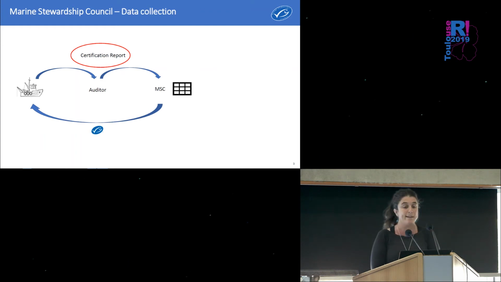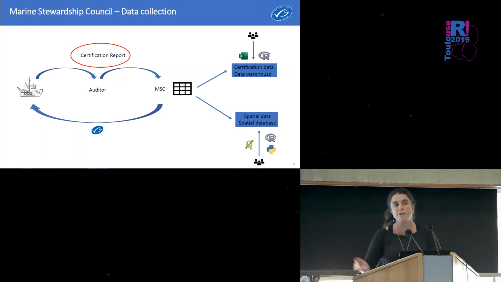So how do we get the data at the MSC? We have the fisheries, the auditor, and the MSC, and the fishing companies have to pass reports through the auditor to the MSC, and from these reports we can extract our data. When the report is handed in, the fishing companies get the certification if they accomplish everything.